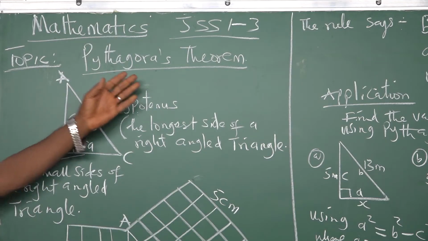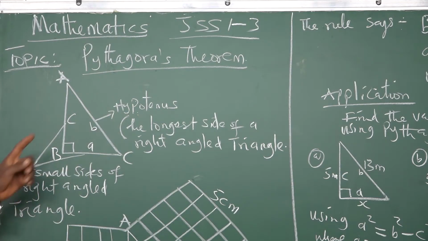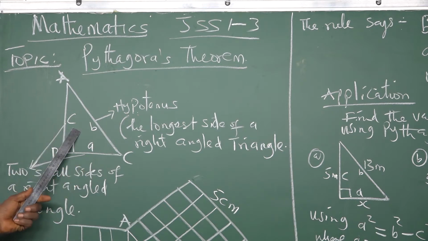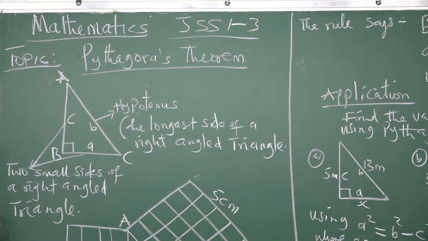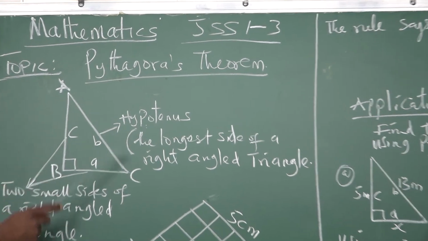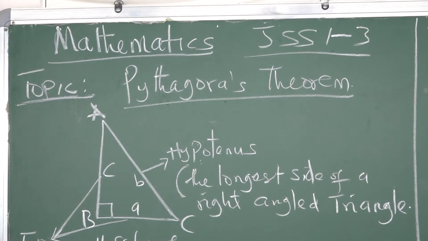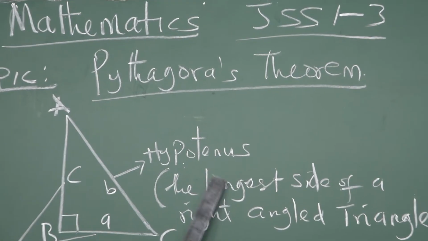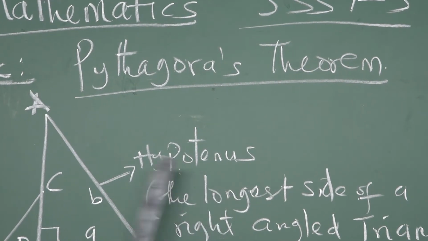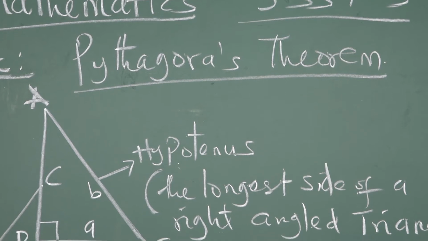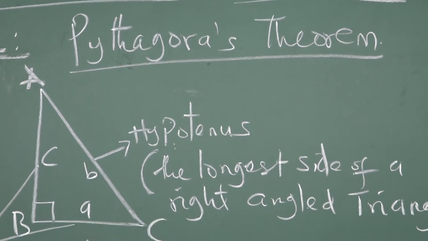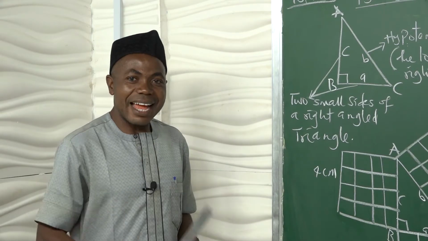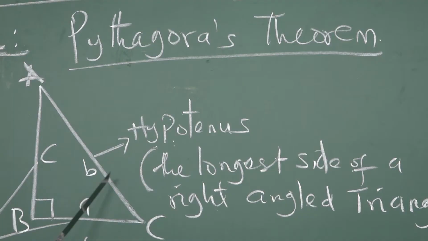A man called Pythagoras used a right-angled triangle. He labelled the longest side of a right-angled triangle and called it hypotenuse. Hypotenuse is a constant side of a right-angled triangle. It is the longest side of a right-angled triangle.